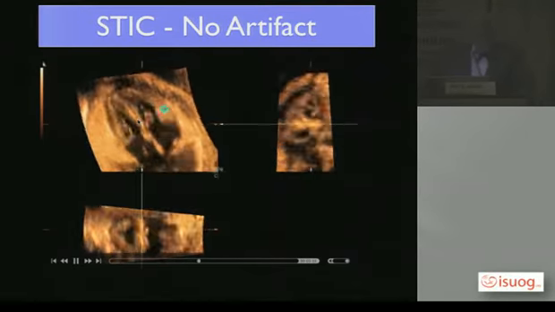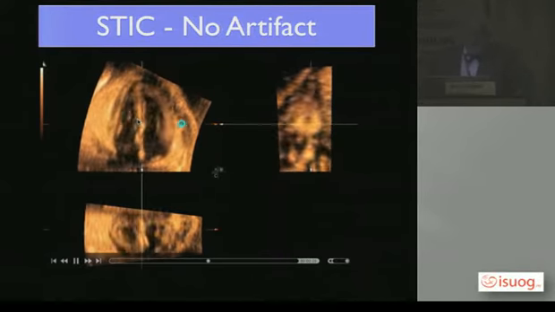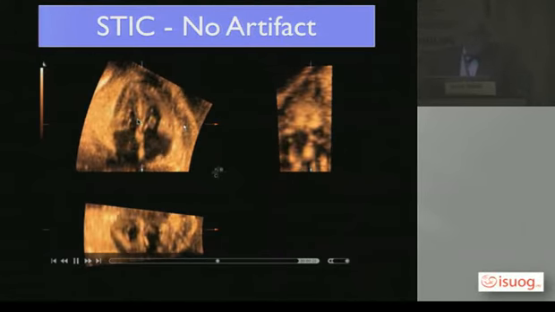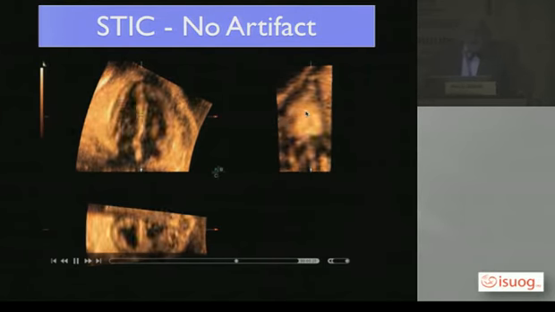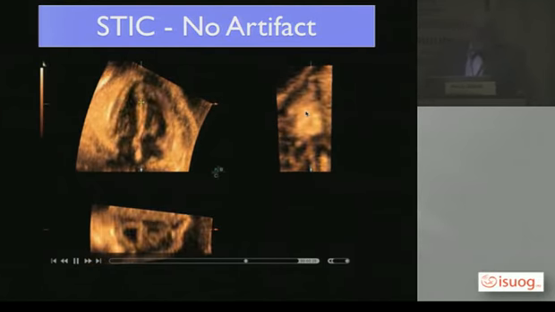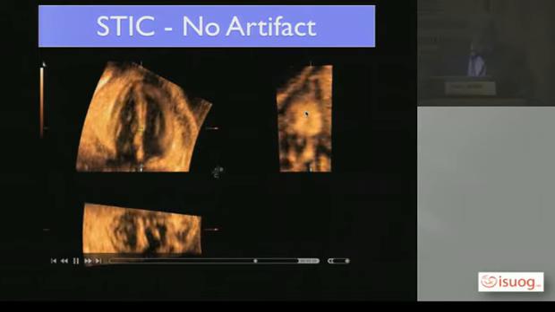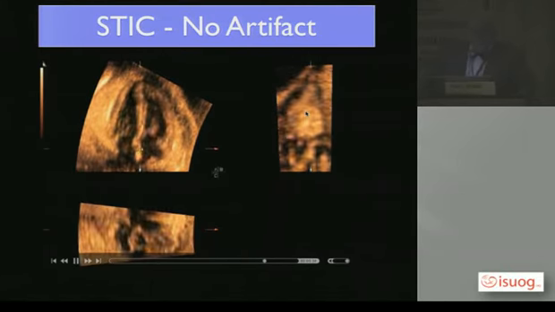You see we can rotate the image and see various aspects of the heart. Here we are looking at the septum. Here's the septum en face. So it gives us a lot of information and a lot of chance to manipulate the image and look at a number of different cardiac structures. This is a good stick acquisition.